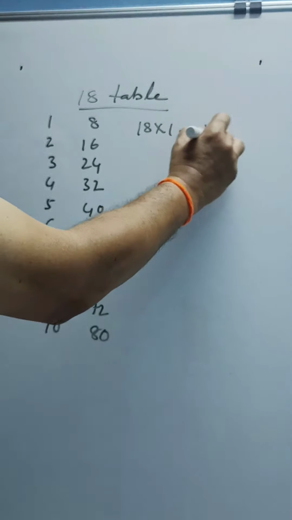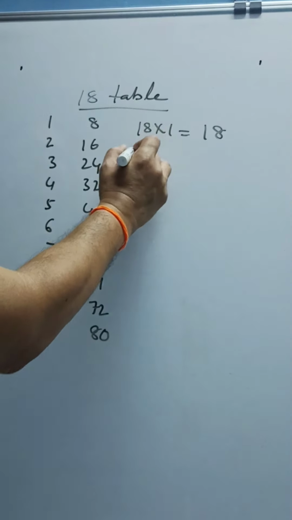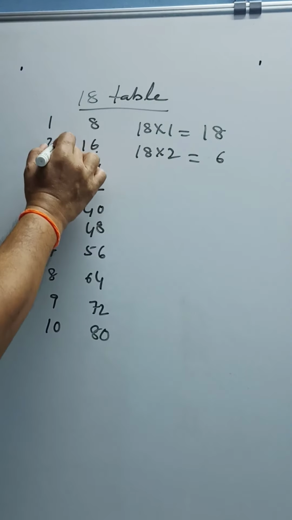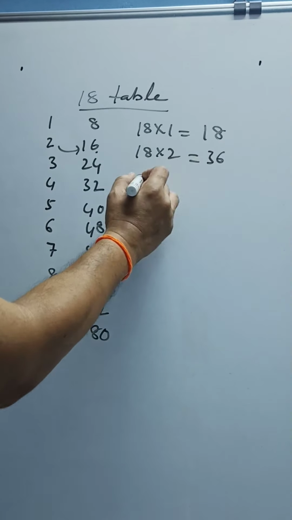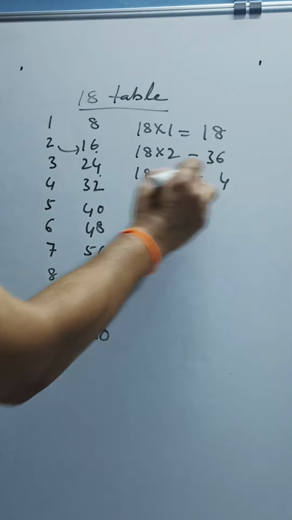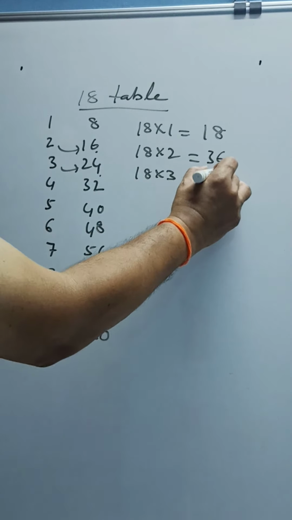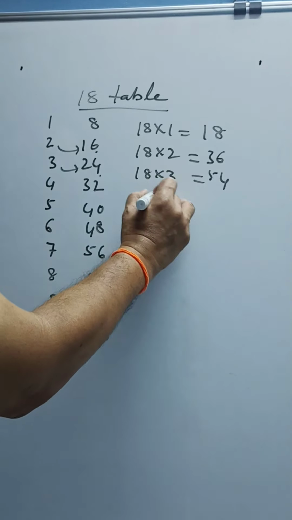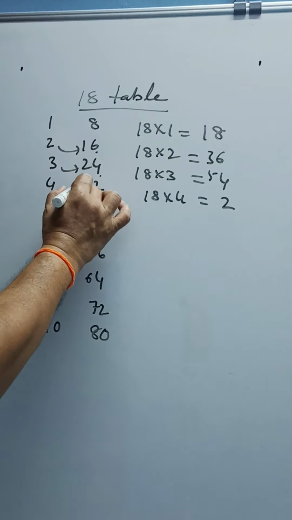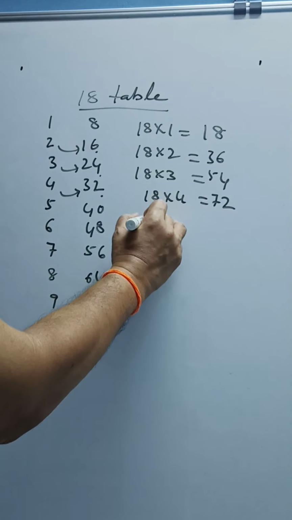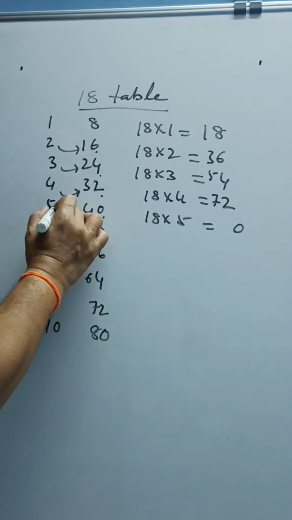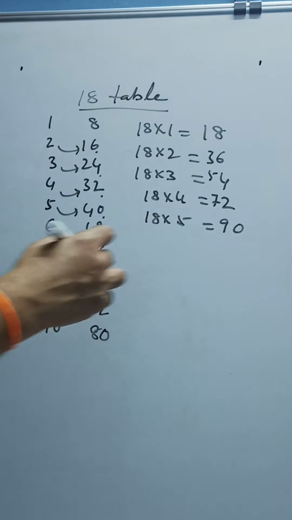So 18 ones are 18, 1 and 8, 18. 18 twos are 6 in the ones place, 2 plus 1 is equal to 3, 18 twos are 36. 18 threes are 4 in the ones place, 3 plus 2 is equal to 5, 18 threes are 54. 18 fours are 2 and 4 plus 3 is 7, 72. 18 fives are 0 and 5 plus 4 is equal to 9, 18 fives are 90.